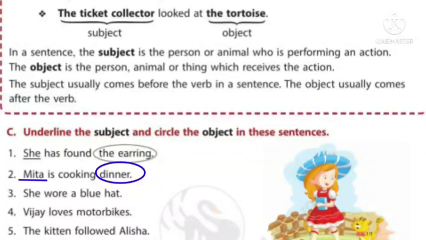And what is the action done by her? Cooking. So cooking is a verb. And what is the final result of that, or who receives the action? That is the dinner, isn't it? The dinner becomes the object in that sentence.